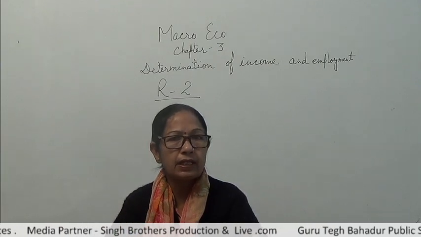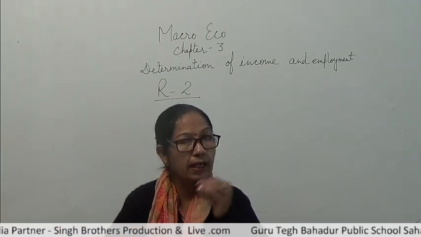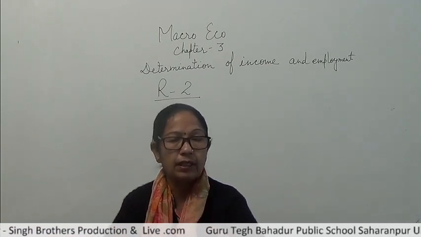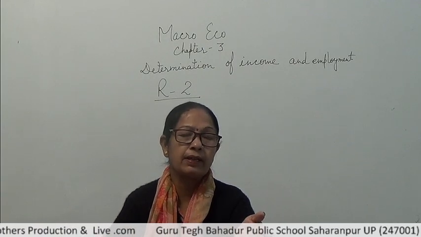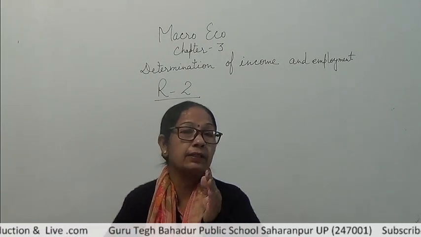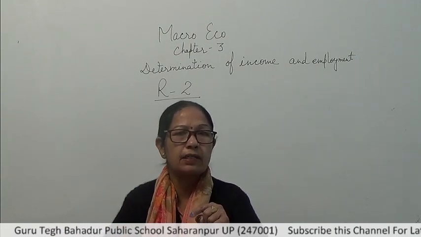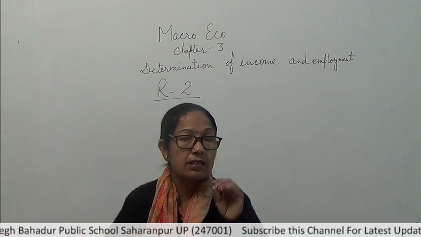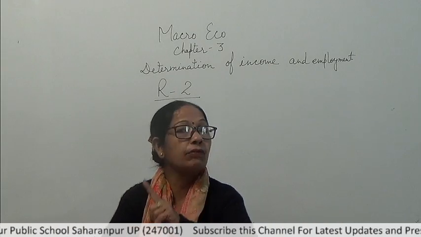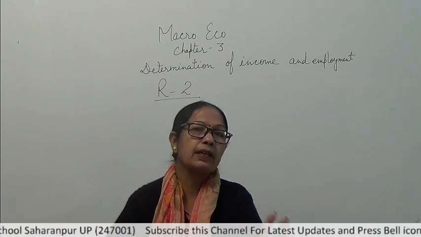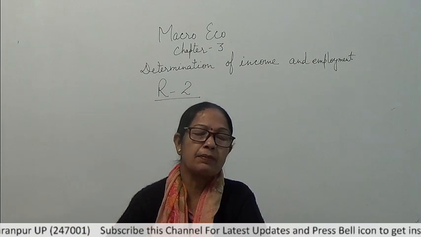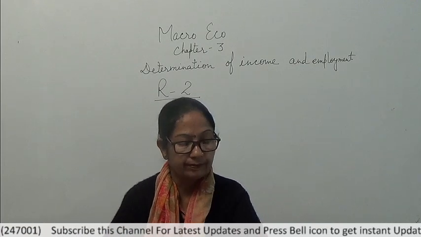In the same way, if we have derived APS already by using the formula S upon Y, and now we have to find APC, we don't need to use the formula C upon Y again, we just subtract APS from 1 and we will get APC. So APC plus APS is equal to 1.